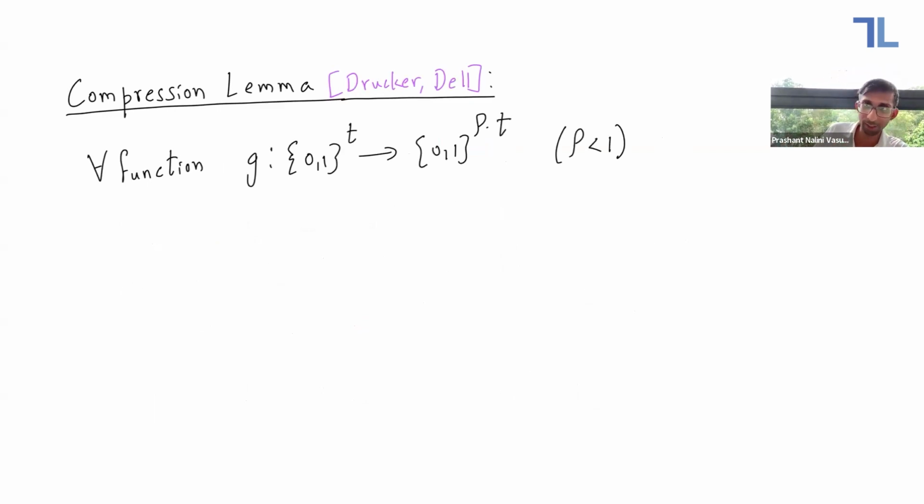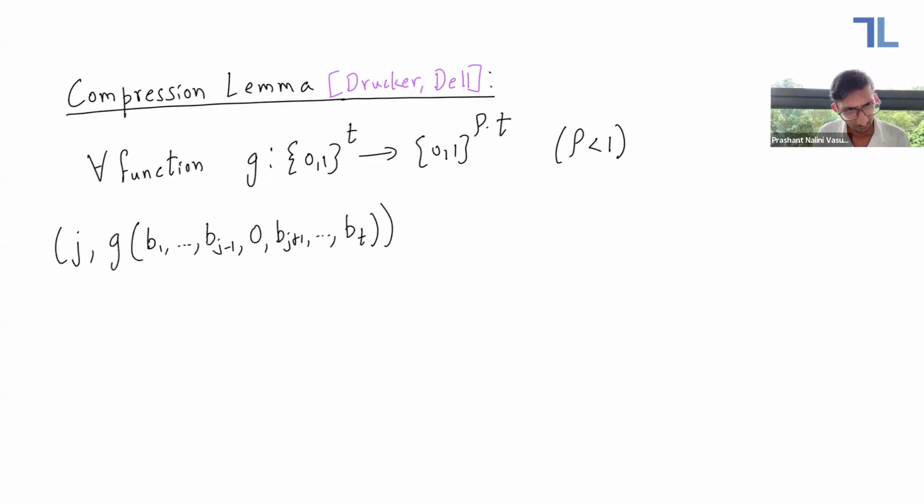So you take any function, any Boolean function, not Boolean, any function that takes t bits of input and outputs some rho times t bits of output. For some rho that is smaller than one, it could be a constant or something that goes to 0 or whatever. So take any function that looks like this.